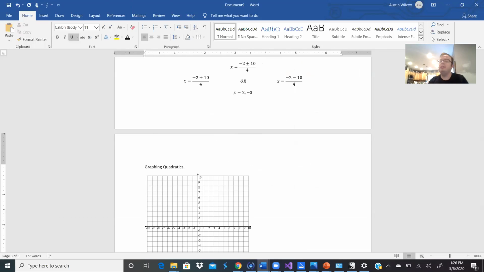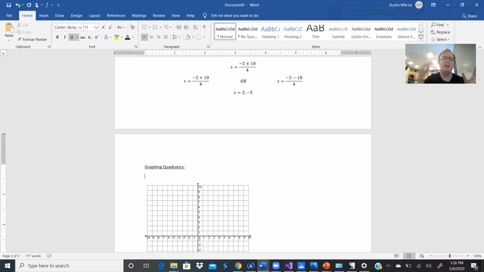And last but certainly not least, graphing quadratics. So that dealt with solving quadratics. Now we're going to go with graphing quadratics. The last thing we need to do is I'm going to give you the steps and how we're going to graph quadratics. Steps.